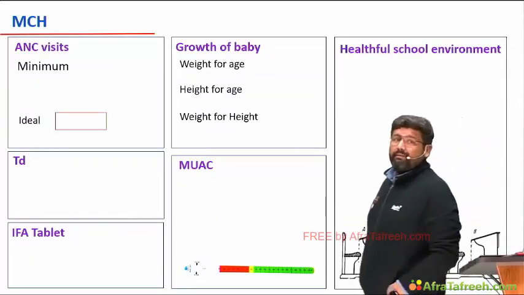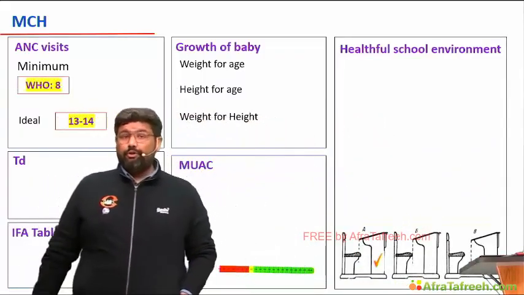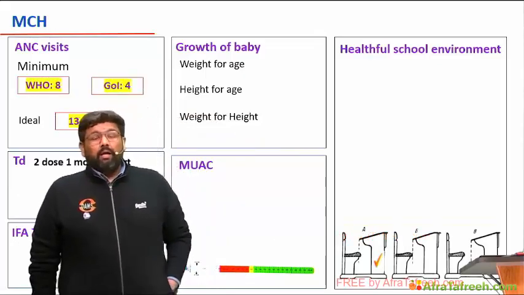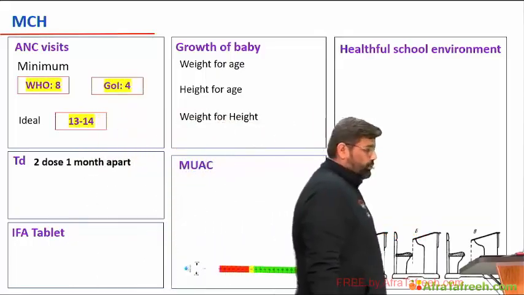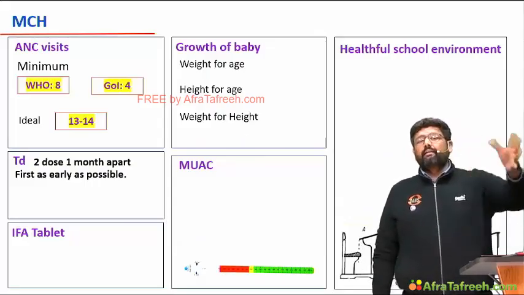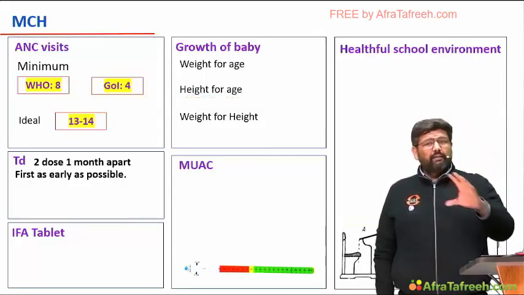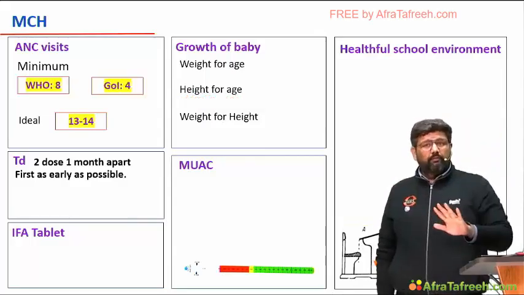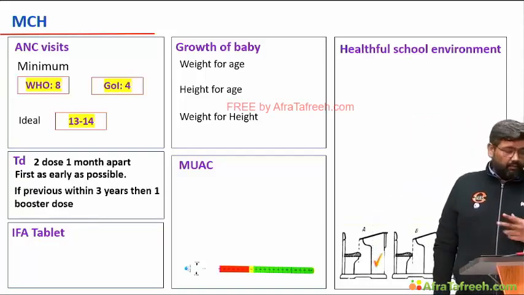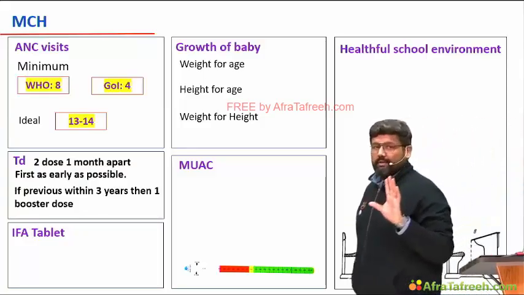Now coming to MCH. ANC visits: ideal is 13 to 14. Minimum according to recent WHO is 8. According to the Government of India, a minimum of 4 visits should be there. In pregnancy, 2 doses of TD are given 1 month apart. The first dose is given as early as possible, if the woman comes in the first trimester, whenever she comes. If previously immunized within 3 years, then only 1 booster is needed.